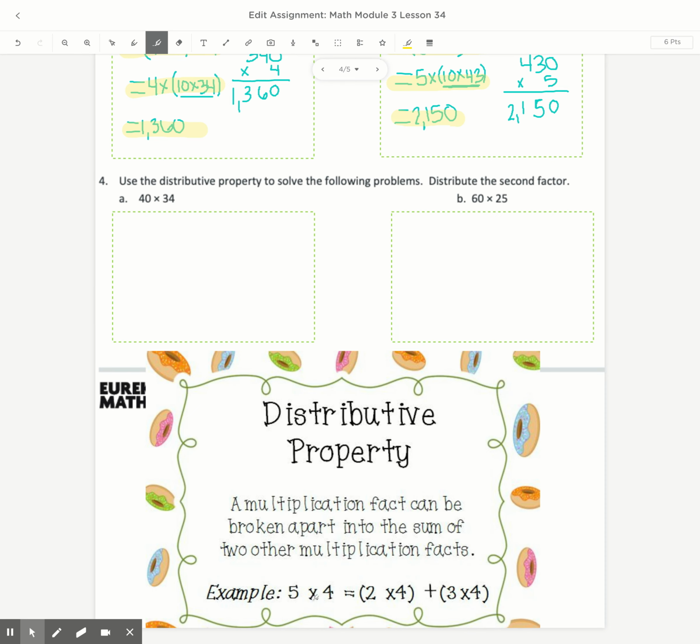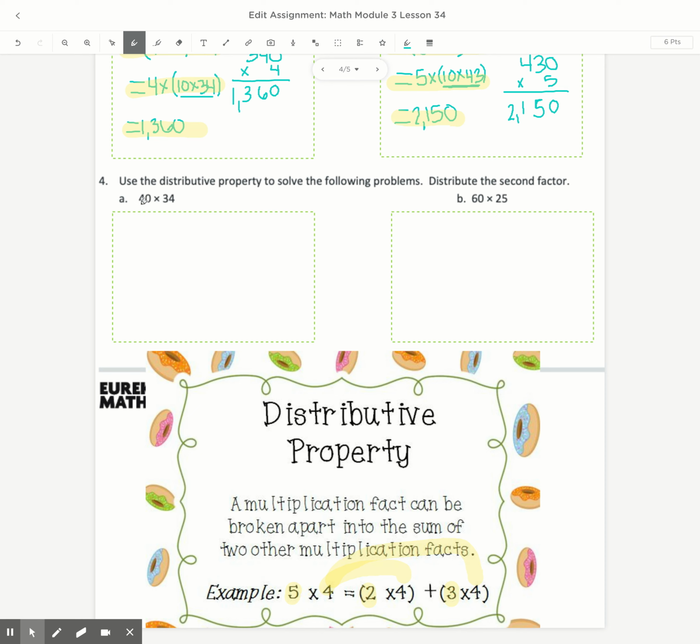So basically, if you look down here at this example, they start out with 5 times 4, and they break down the 5 into 2 and 3. But it's still times 4, so that times 4 kind of gets distributed to the other multiplication facts. So again, it's breaking down those numbers and just trying to find an easier way to help you guys with multiplication. So let's do the 4a and 4b together. So we're going to start off with 4a.